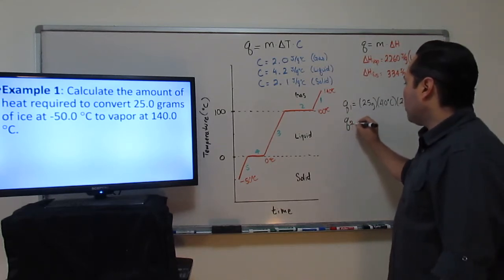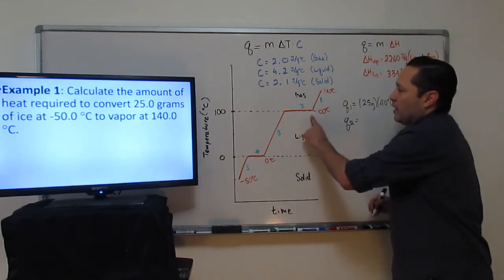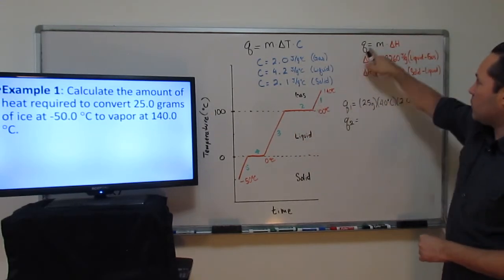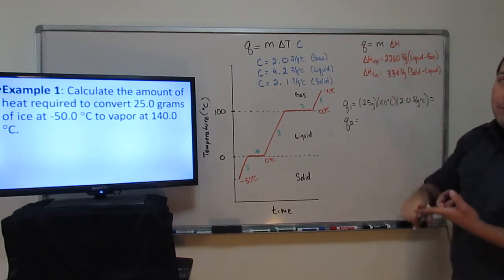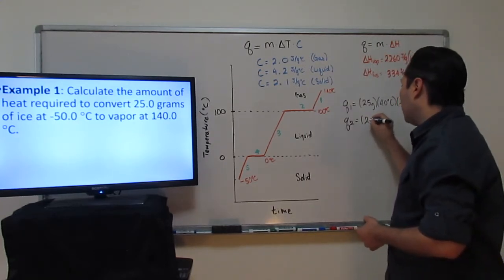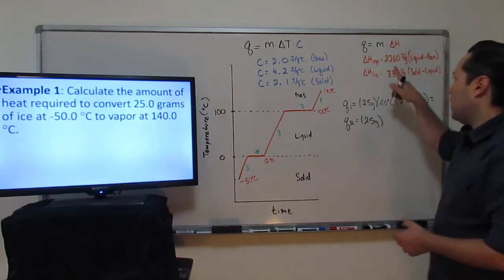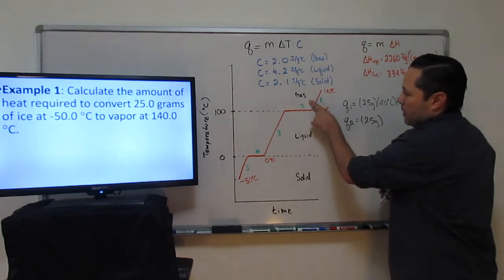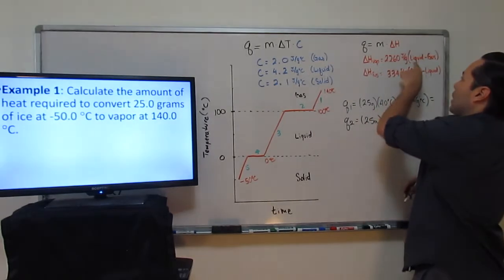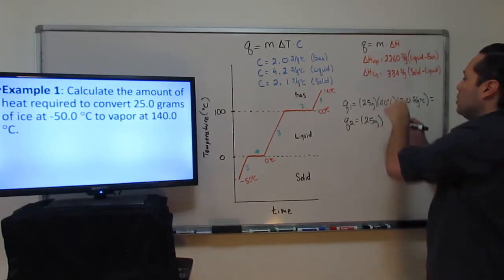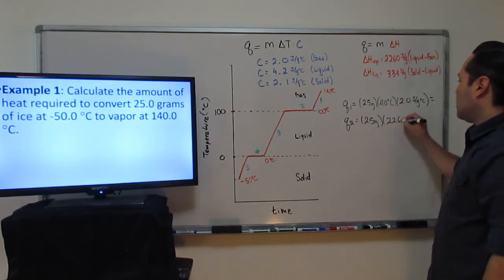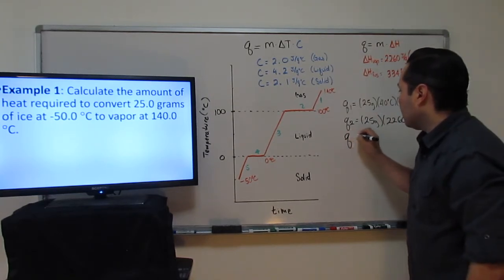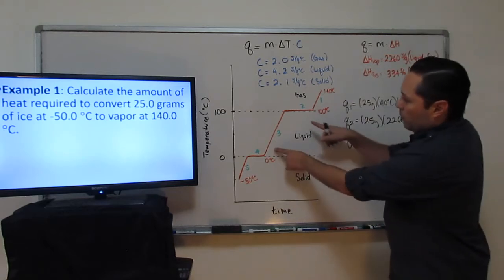Alright, Q2, that's this flat line right here. Since it's a flat line that's between the liquid and gas phase, we're going to use this smaller formula, which is the mass, still 25 grams, multiplied times, we have to pick enthalpy of vaporization or enthalpy of fusion. In this case it's between liquid and gas, so it's enthalpy of vaporization, the 2260 joules per gram.